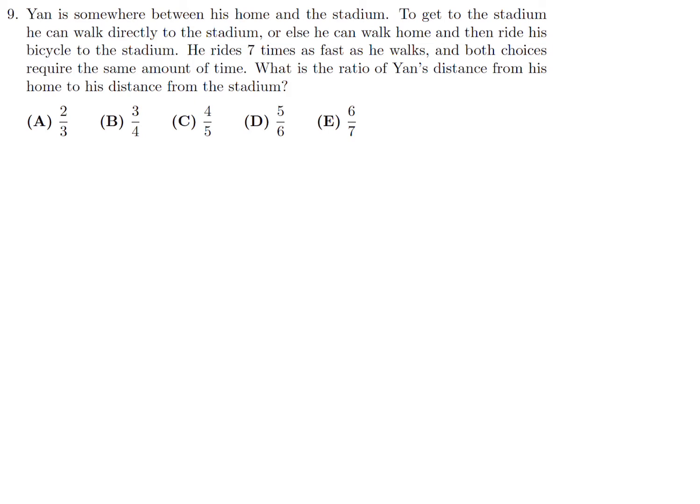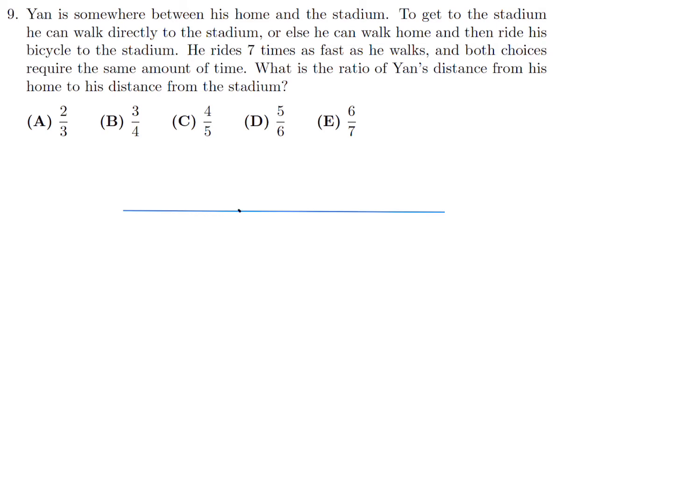Yan is somewhere between his home and the stadium. To get to the stadium, he can walk directly to the stadium, or else he can walk home and then ride his bicycle to the stadium. He rides 7 times as fast as he walks, and both choices require the same amount of time. What is the ratio of Yan's distance from his home to his distance from the stadium?